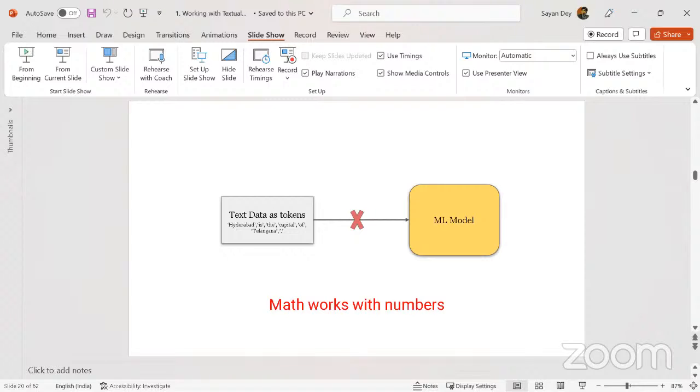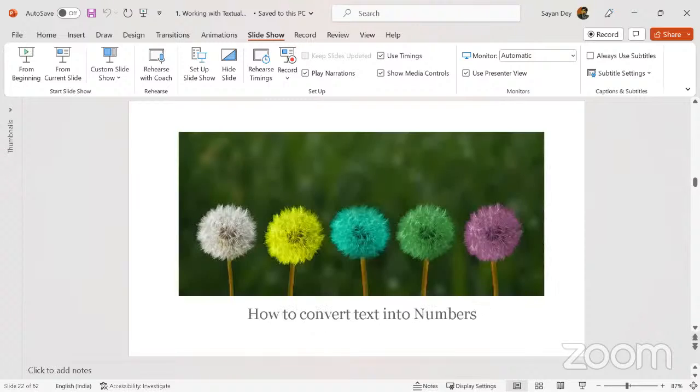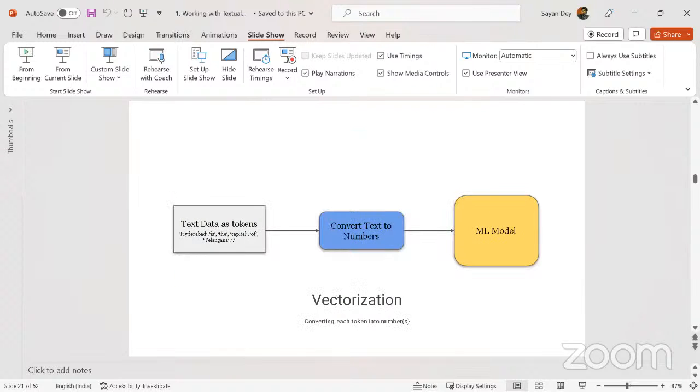So we have to somehow take those individual words, convert those individual words into a numeric form, and only then we can go back and build a model. So that's the way we do this whole thing. Now the question is, how do we do this conversion?